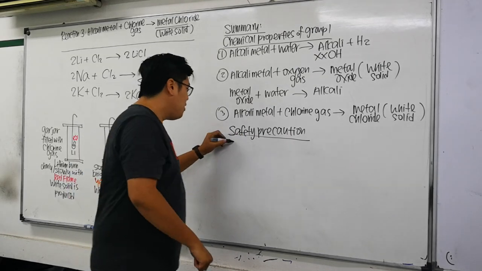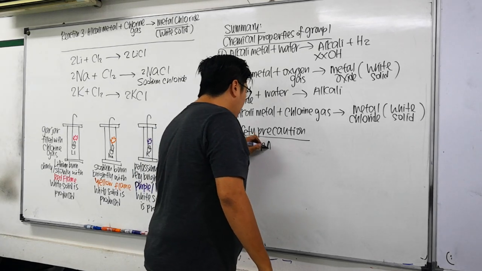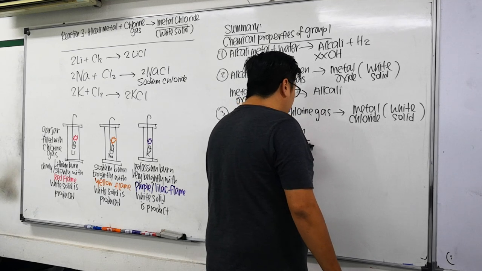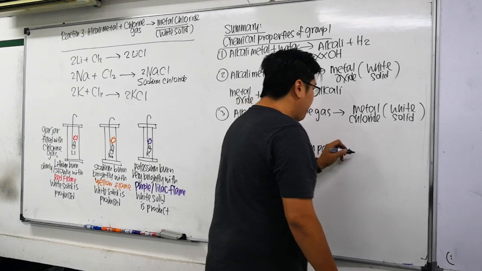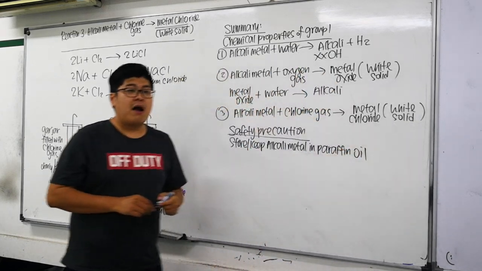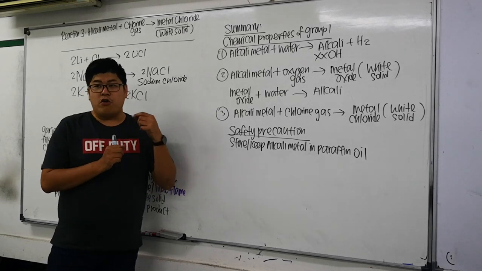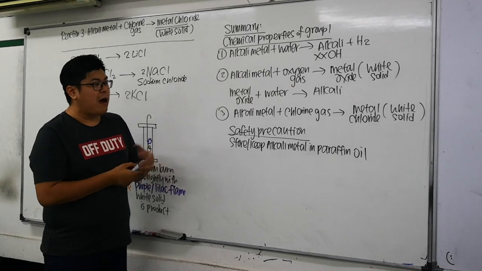When you want to store, you go to keep your alkali metal in a very special place called paraffin oil. Paraffin oil is a very special type of oil for you to store the chemical. Understand? Why do you use paraffin oil?